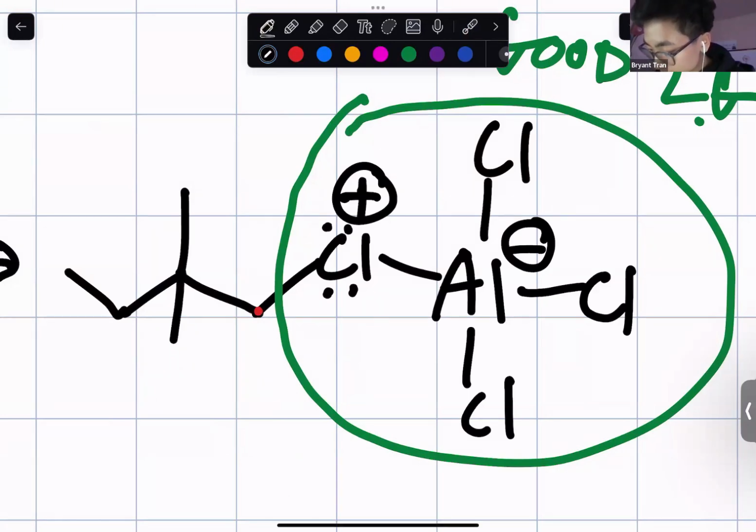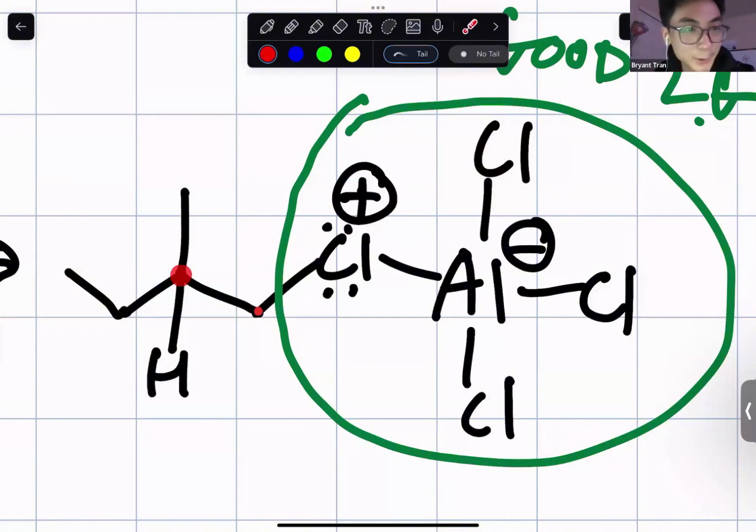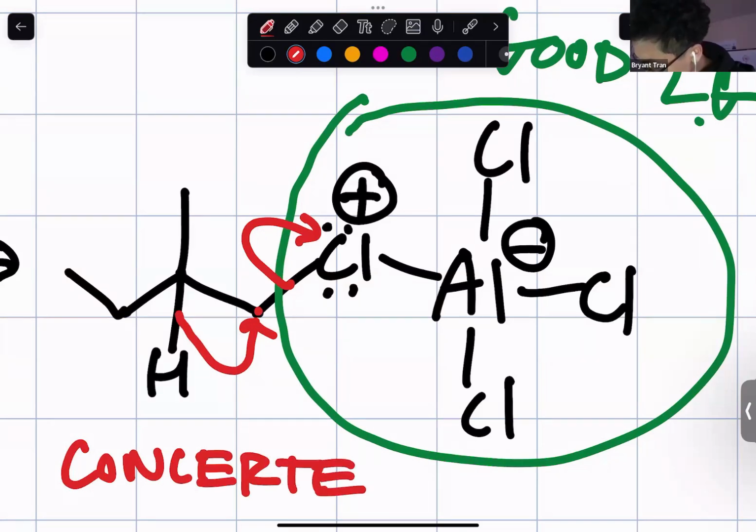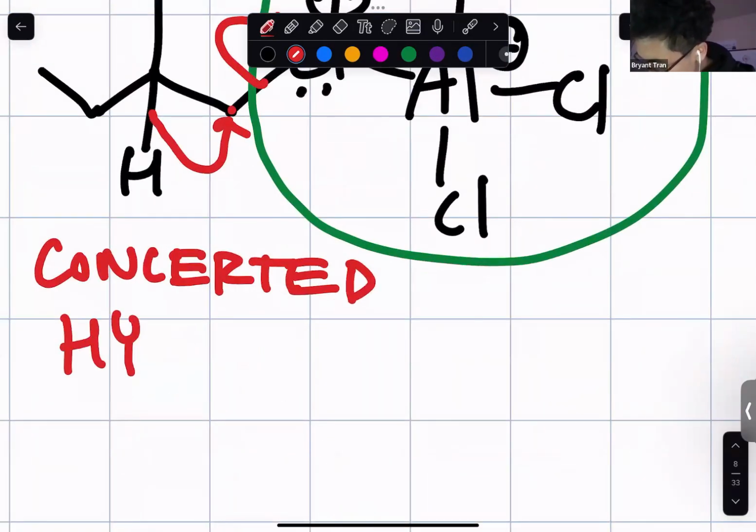I'm going to explicitly draw out a bond between the nearby carbon that is going to be more stable for the carbocation and its hydrogen right there. I'm going to shift that bond and its hydrogen to that carbon right there, kicking out the leaving group at the same time, right? And that is our concerted hydride shift.